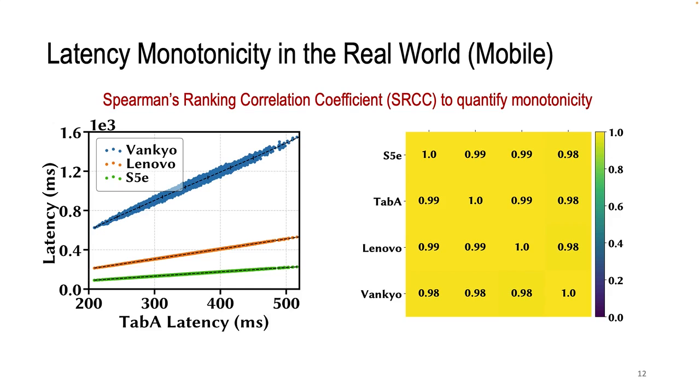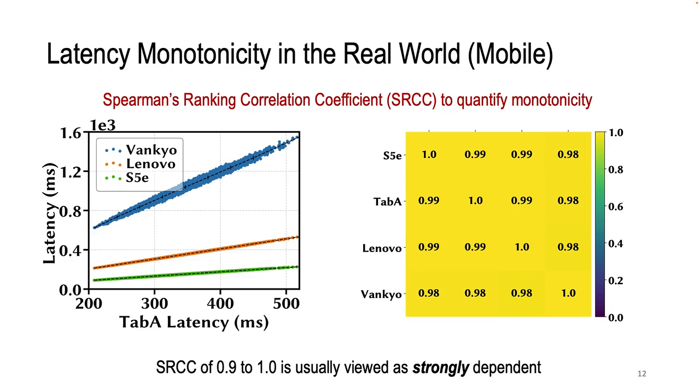Here we randomly sample 10K models from the MobileNet V2 space and measure their latency on 4 tablets. In the left figure, x-axis is the model latency on Samsung Galaxy Tab A, y-axis is the model latency on the other 3 devices. Heatmap on the right figure quantifies the latency monotonicity between these 4 devices. You can see that the SRCC between any 2 devices is close to 1. And usually SRCC of 0.9 to 1 is viewed as strongly dependent.